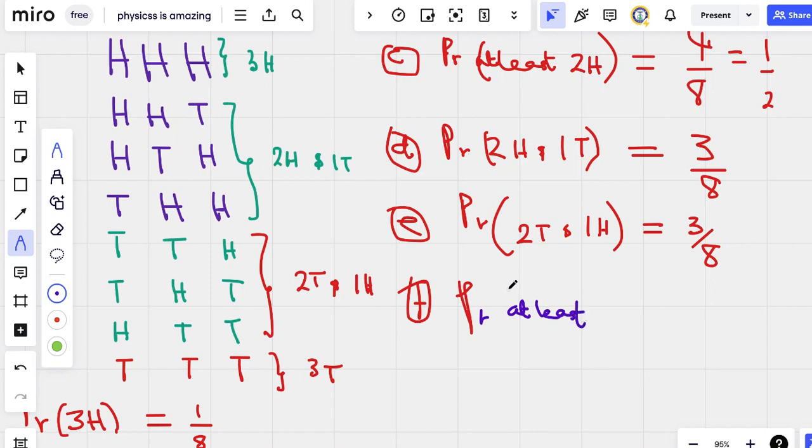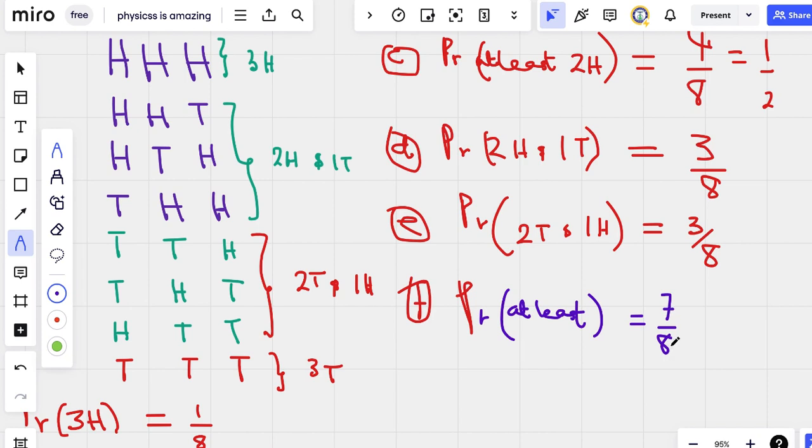Why is it 7 over 8? The reason is that there are 7 possibilities where you have at least 1 tail. How? At least 1 tail: there are 3 tails here, we count it. There are 2 tails here, we count it. There are 2 tails here, we count it. So we have 3, 4, and at least 1 tail, there's a tail here, we count it. So 5, 6, 7. There are 7 possibilities where you have at least 1 tail, so it gives us 7 over 8.